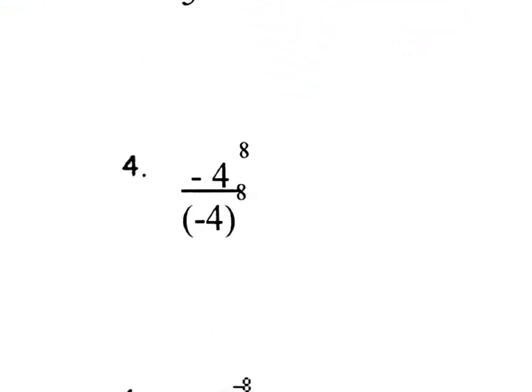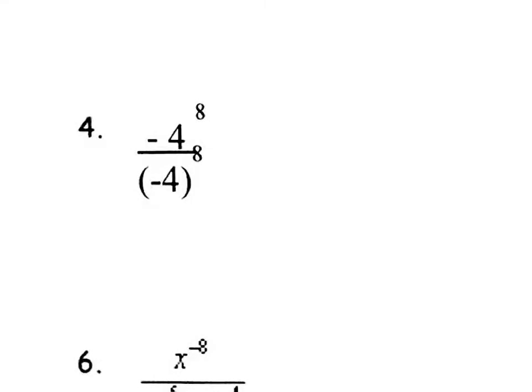Okay. Number 4. Now what happens if both of your exponents are the same? Well, you can still subtract them. It just doesn't really matter where you write the answer, top or bottom. Most people just put it on the top. Negative 4, 8 minus 8 is 0. Now, we haven't learned what to do with 0 exponents yet. So I'm going to ask you just to leave it like this for now. We'll learn next week what to do when we have an exponent of 0.